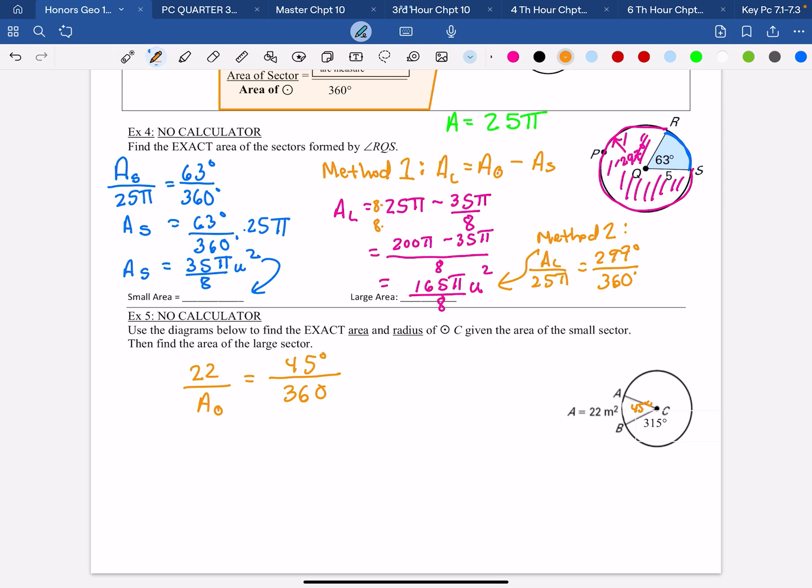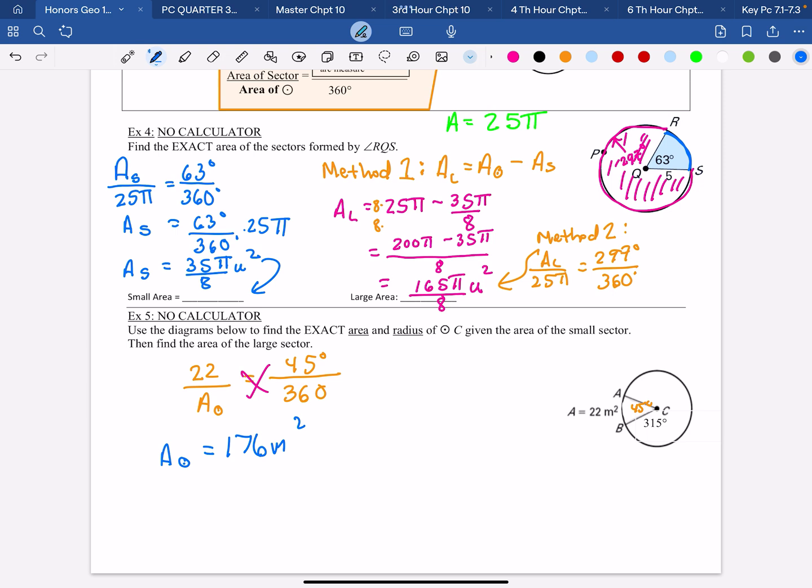Go ahead and solve that. I want you to go ahead and do that. Put me on pause, cross multiply, and solve it, please. And at the end of the day, when you're all done, you should get 176 meters squared. Okay, so that is the entire area of your circle.